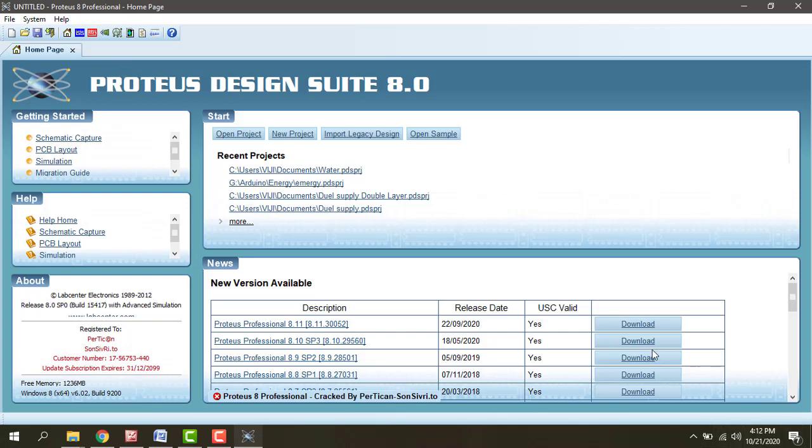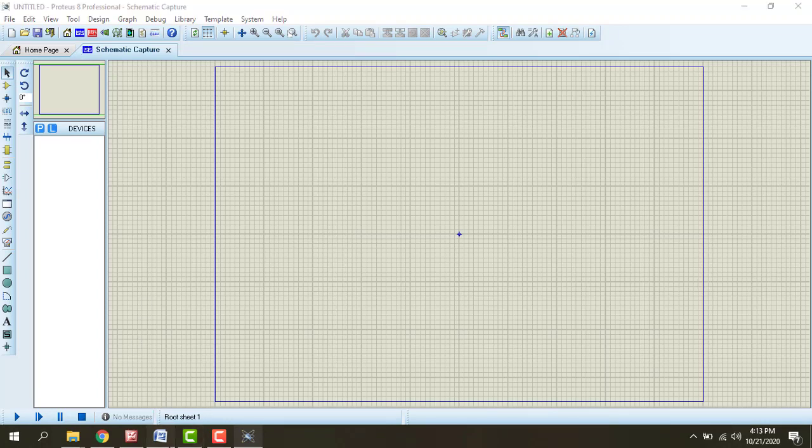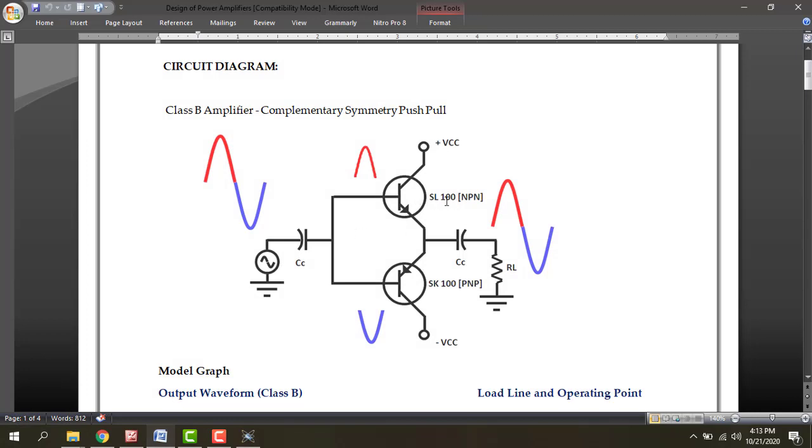Open the Proteus software, then go to schematic capture and press schematic capture, so we will have the window. In the first circuit diagram, we have one NPN transistor and one PNP transistor, two coupling capacitors and one load resistance, one signal input and one CRO. We need to measure the output signal.